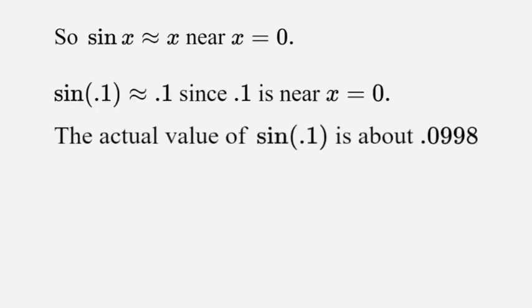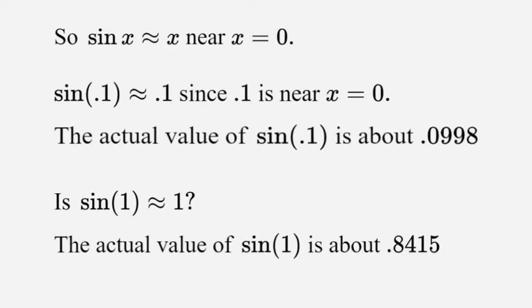Say, for example, I wanted to know what sine of 0.1 is. While using the tangent line approximation above, I could say that sine of 0.1 is approximately 0.1. And I can say this because 0.1 is pretty close to 0, and the above approximation is for any value close to 0. Now the actual value of sine of 0.1 is closer to 0.0998, but that means that our approximation is pretty darn good. 0.1 is very close to 0.0998, and it was significantly easier to compute.